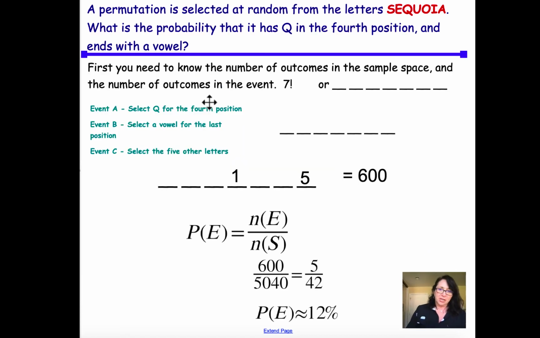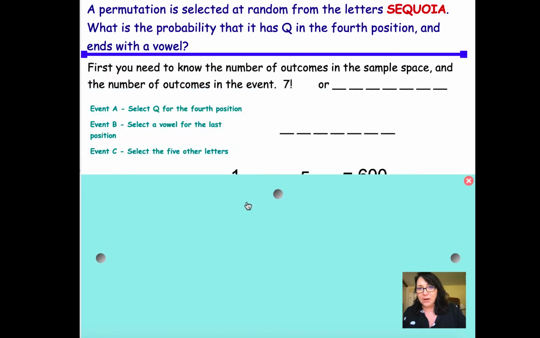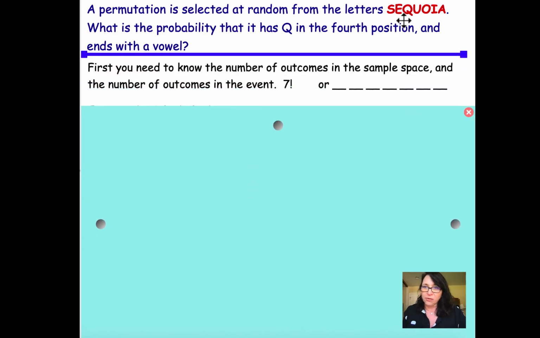A permutation is selected at random from the word sequoia. So you need to think of how many different letters I have in the word sequoia: S-E-Q-U-O-I-A. Sequoia is actually kind of a cool word because it has so many different vowels. Does it have all of AEIOU? Sequoia actually has every vowel, other than Y, that we have in the alphabet. It's kind of cool like that.